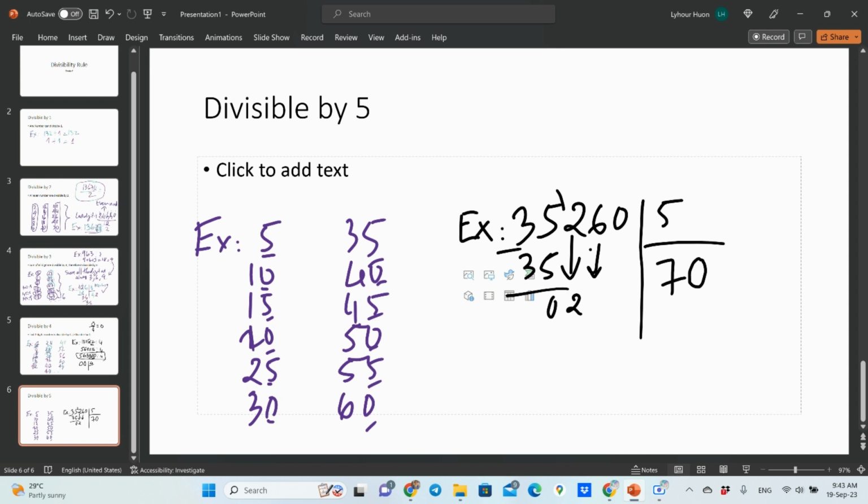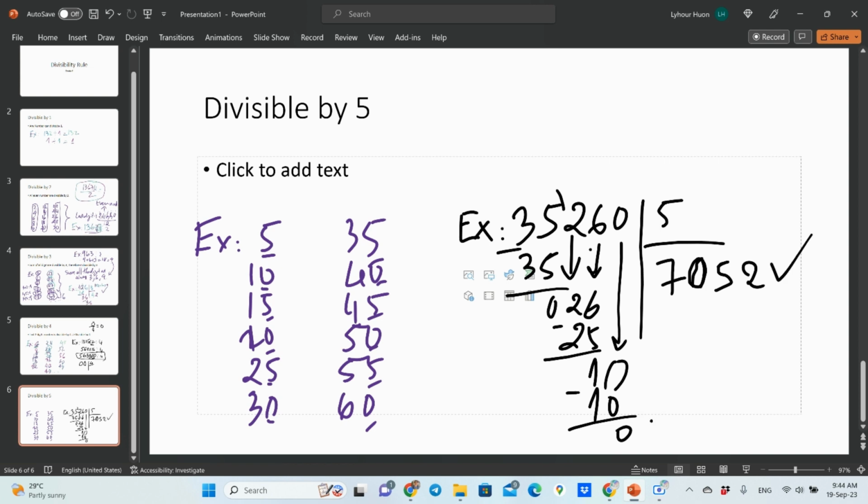Now 2 is smaller than 5, so we add one more 0 so we can drop another digit, right? And then we subtract that by 25. Yes, 5 times 5 is 25. Then it's 1, we drop the 0, we get 2. 2 times 5 is 10, so this is 0. It is divisible, so the rule is correct.